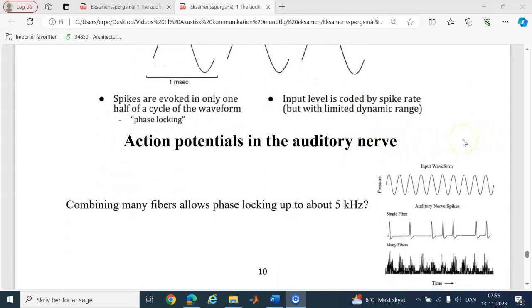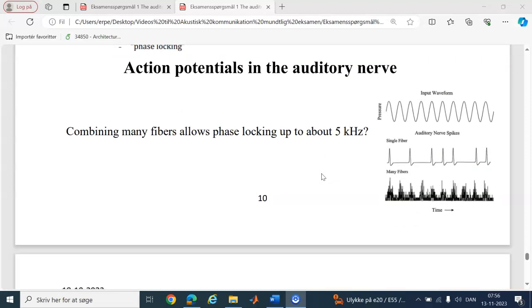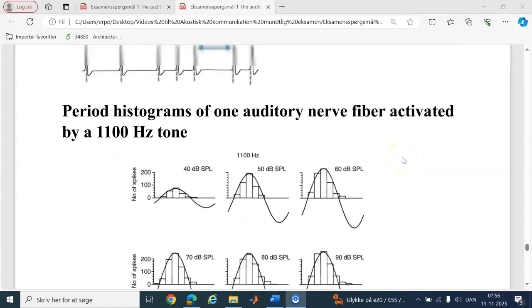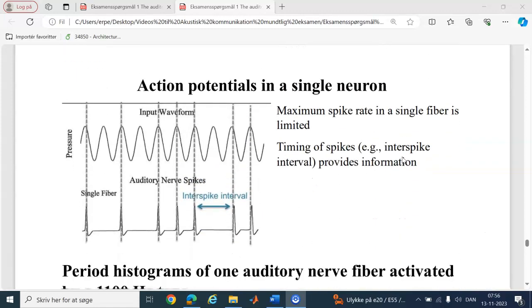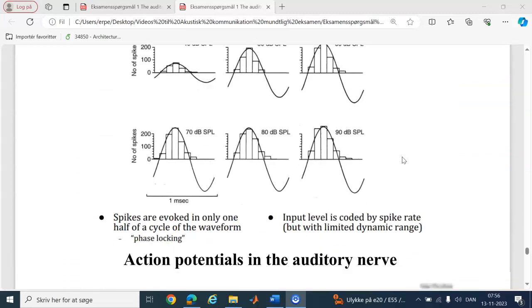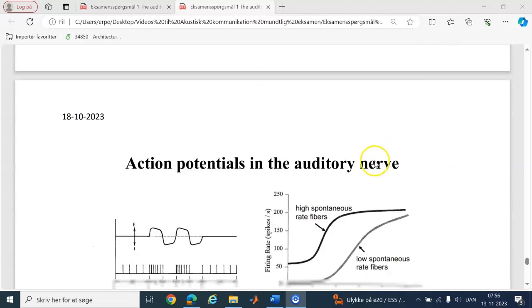Action potentials in the auditory nerve. Combining many fibers can give phase locking up to about 5 kilohertz, 5000 hertz. You have a pressure waveform, and then auditory nerve spikes with interspike intervals, from a single fiber and from the combination of many fibers.